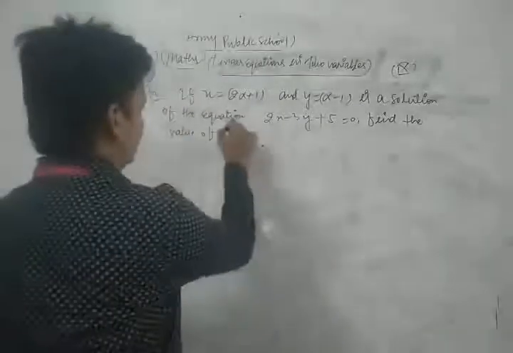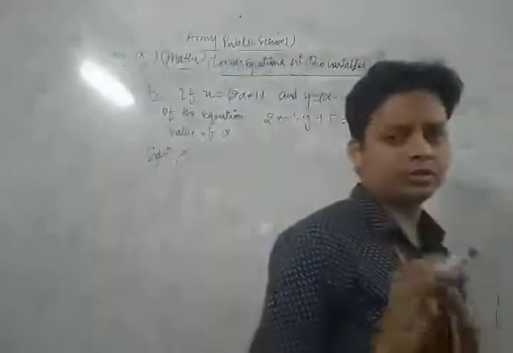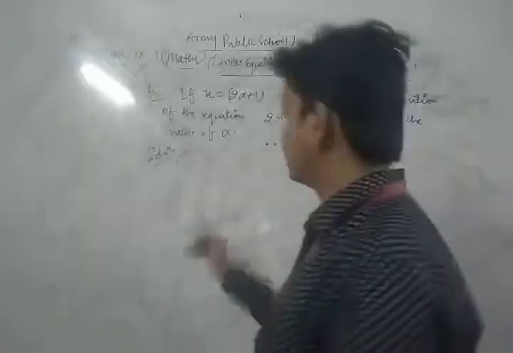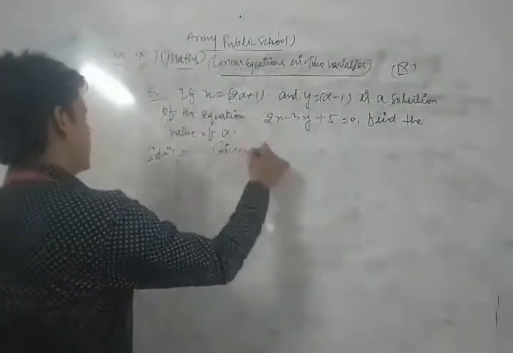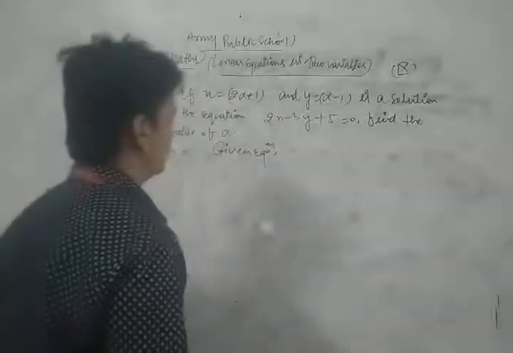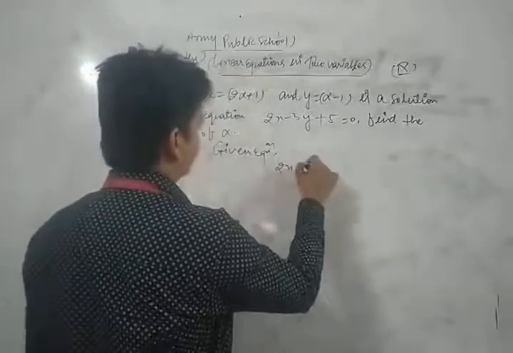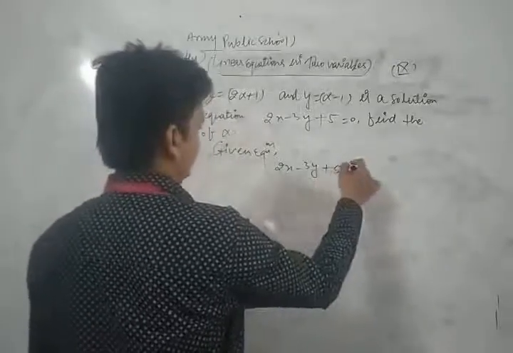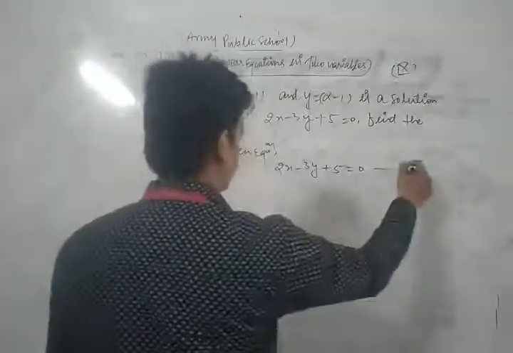Okay, dear students. Now let's see the problem. So dear students, this question is also based on the previous topic. We discussed the solution of the given equation. So first of all we write the given equation. Given equation is 2x minus 3y plus 5 is equal to 0. Take this as equation number 1. Okay.